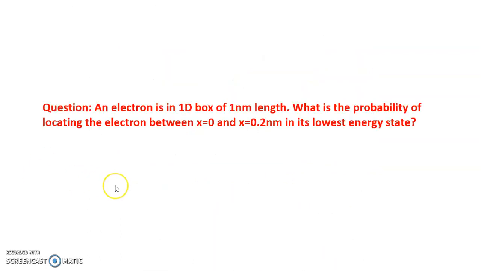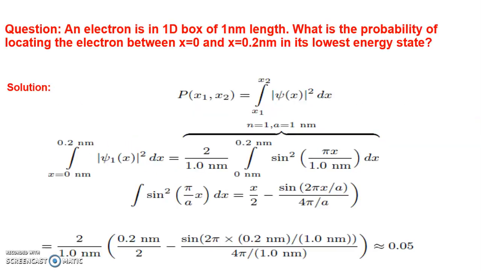So, the question is, an electron is in a one-dimensional box of 1 nanometer length. What is the probability of locating the electron between x equal to 0 and x equal to 0.2 nanometer in its lowest energy state? So, how do you calculate this type of problem? You can see. So, you have P from x1 to x2. This is the formula.